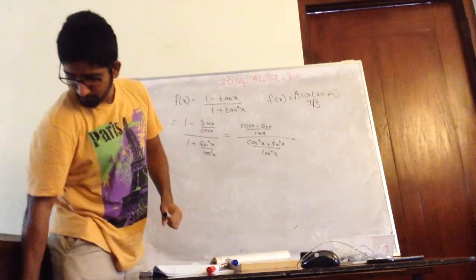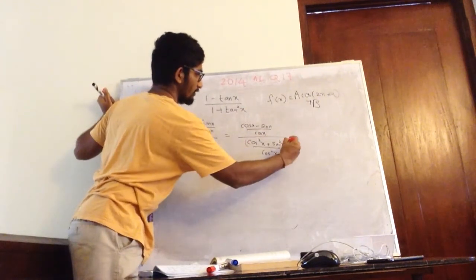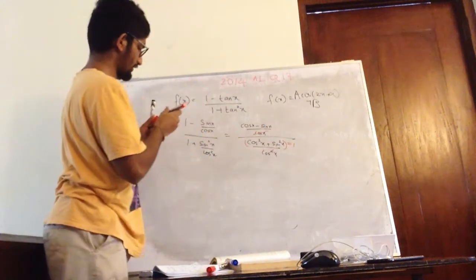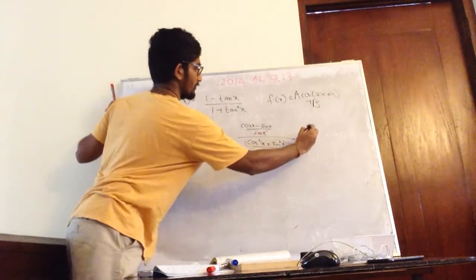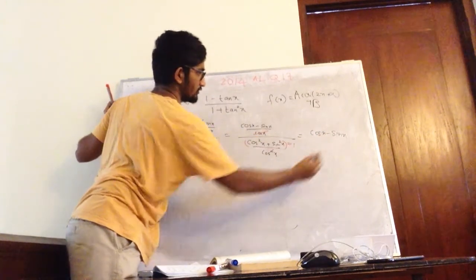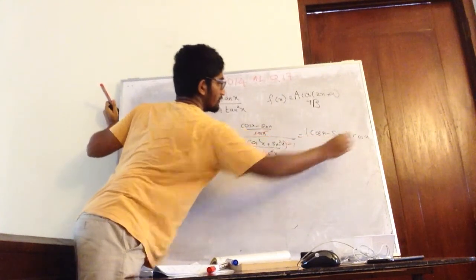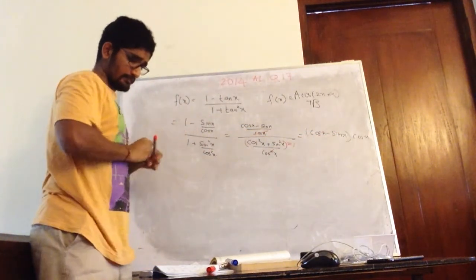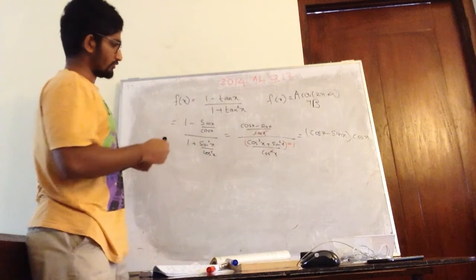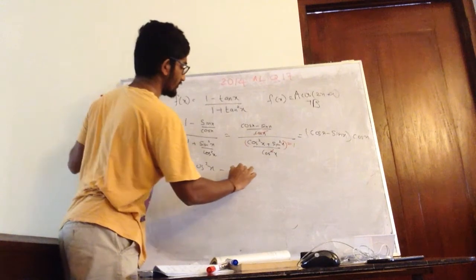Right, now this is going to be equal to 1. I can cancel one of these. So I am left with this, and then this comes up. So I end up with this. Then what I'm going to do is write this as cos squared x minus sin x.